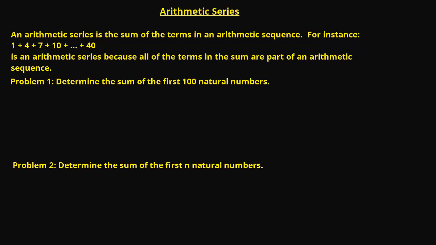In this lesson, we look at arithmetic series, and arithmetic series are just the sum of the terms in an arithmetic sequence. So that's the definition of an arithmetic series. For instance, if you add 1 plus 4 plus 7 plus 10 plus ... all the way to 40, that's an arithmetic series because all the terms in the series are consecutive terms of an arithmetic sequence. So let's do a fairly straightforward problem.